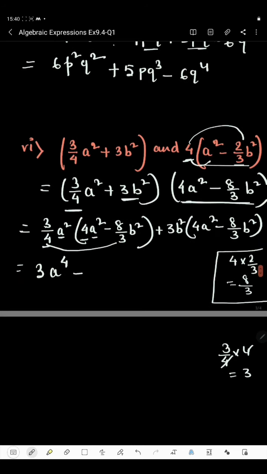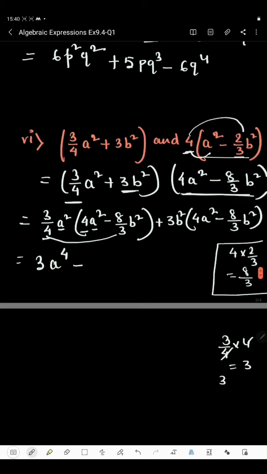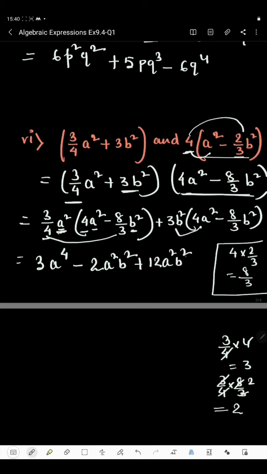Now 3 by 4 multiplied by 8 by 3. So 4 ones are 4, 4 twos are 8, and 3 and 3 are cancelled, so it's 2. If you multiply 3 by 4 by 8 by 3, we'll get 2. And then here we have a square and here we have b square. So it's 2a square b square. Now plus 3b square multiplied by 4a square. So 3 fours are 12, and b square into a square means a square b square. It's the same, b square a square or a square b square is the same.